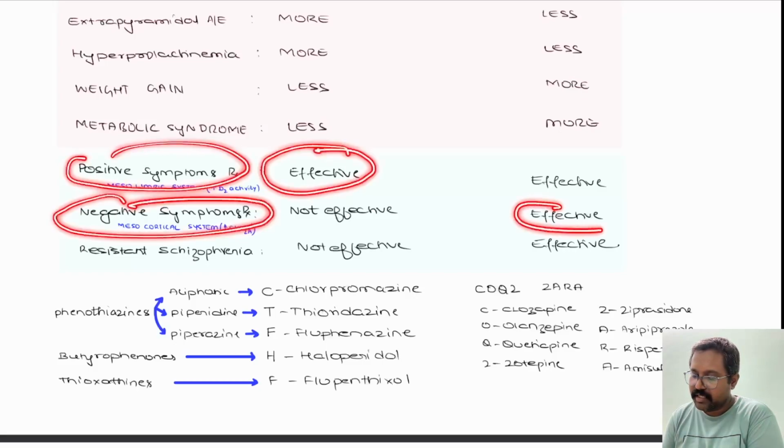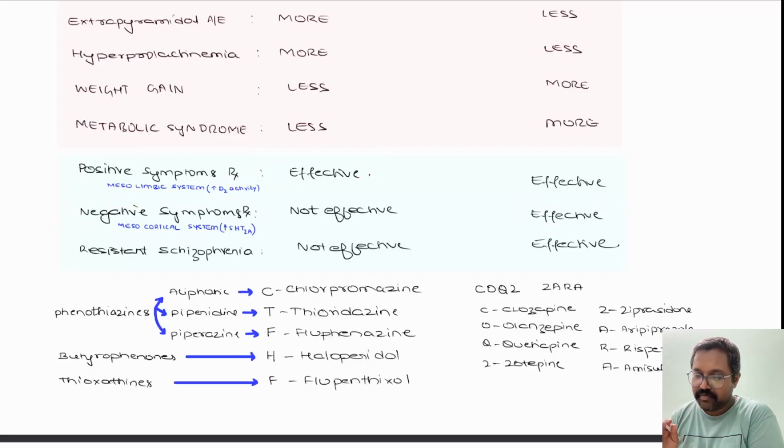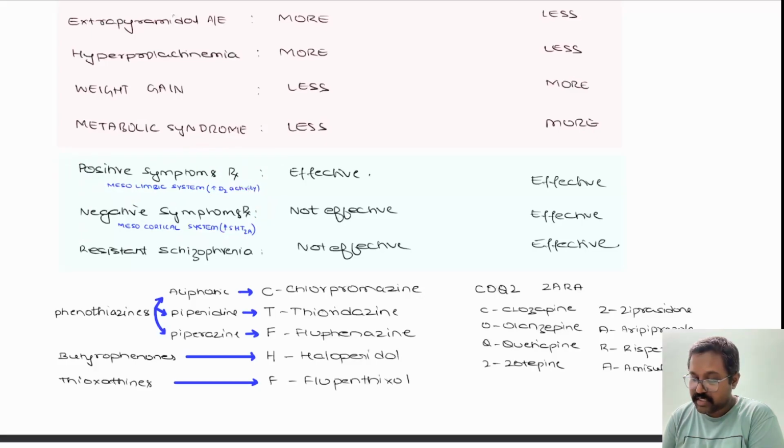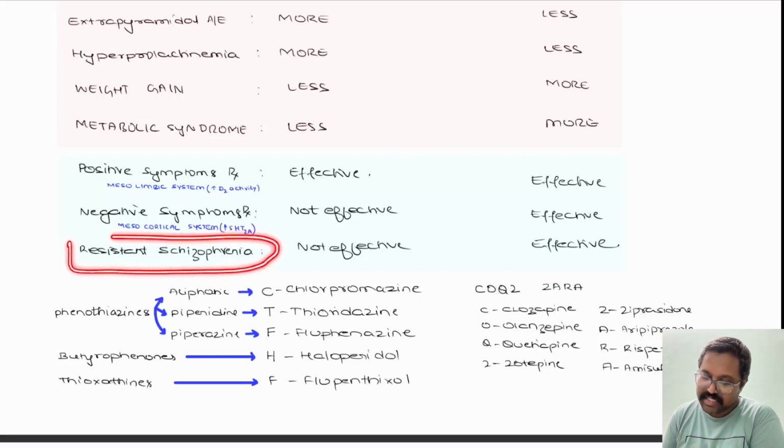And please remember, positive symptoms are well treated by the typical ones, whereas negative symptoms will be treated by the atypical antipsychotics. Typical antipsychotics effectively remove the positive symptoms, whereas atypical antipsychotics remove both positive and negative symptoms. In positive symptoms, there is an increase in D2 activity in the mesolimbic system, whereas for negative symptoms to arise, there is an increase in 5-HT2A activity in the mesocortical system.